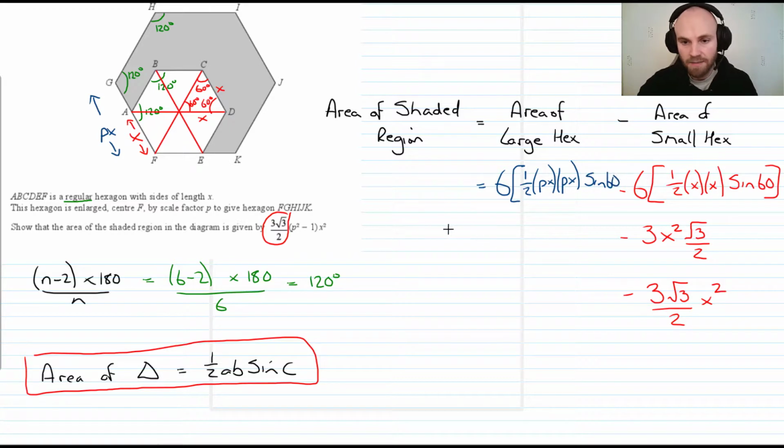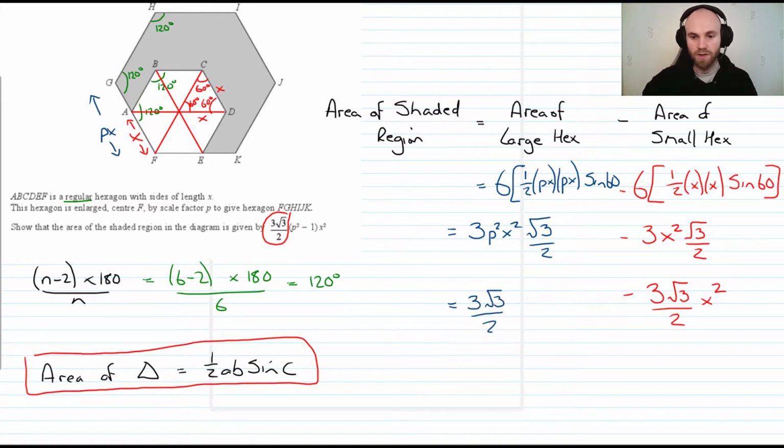We're running out of a little bit of room. And again, just to tidy up, 6 multiplied by a half is going to be 3. Px multiplied by px is going to be p squared x squared. And then sine 60 is going to be root 3 over 2. Tidying this up and getting the numbers together, that is going to give us 3 root 3 over 2 p squared x squared.